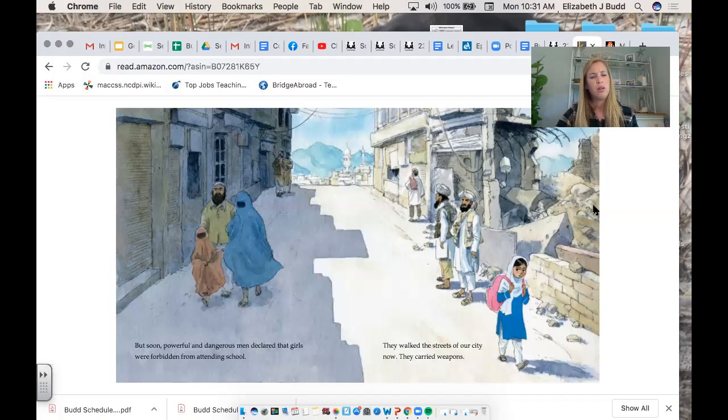But soon, powerful and dangerous men declared that girls were forbidden from attending school. They walked the streets of our city now, and they carried weapons.